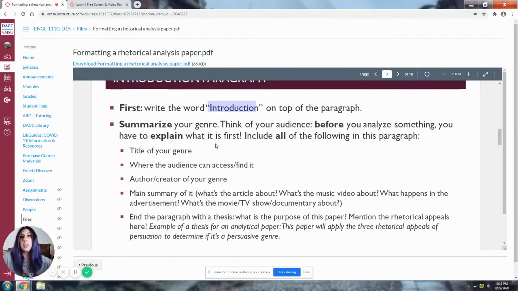The introduction, that's the only place where you should summarize your genre. You want to be audience aware and assume your audience has never heard of your genre. So that kind of technical information should go first. So think of your audience. Before you analyze something, you have to explain what it is first.